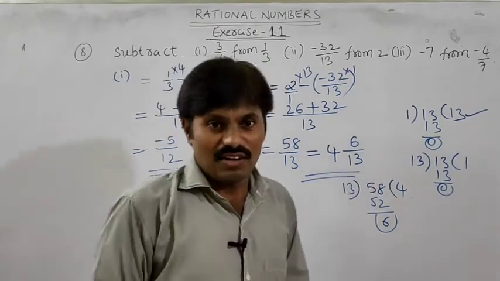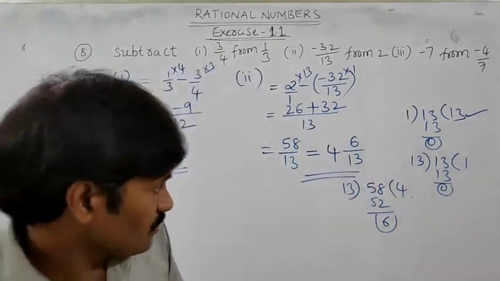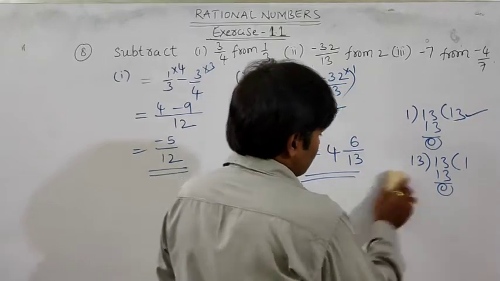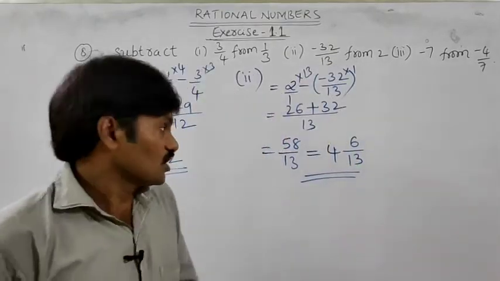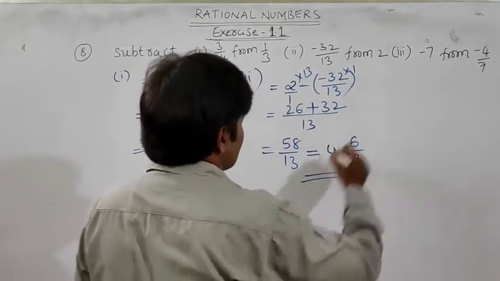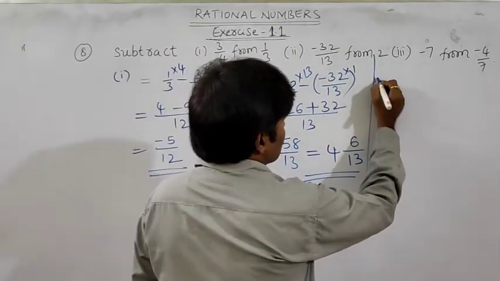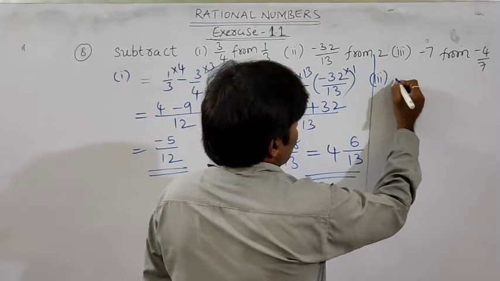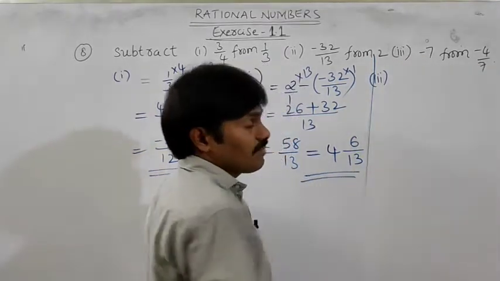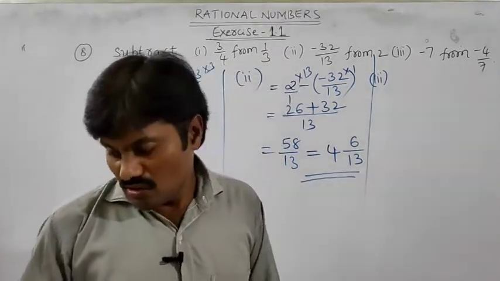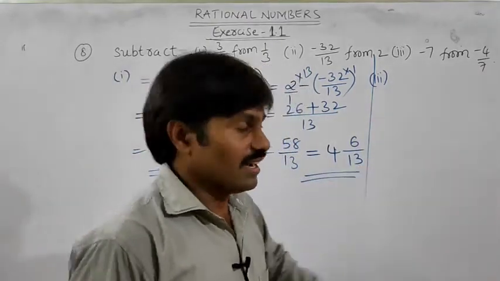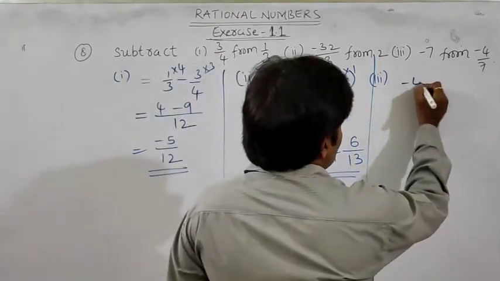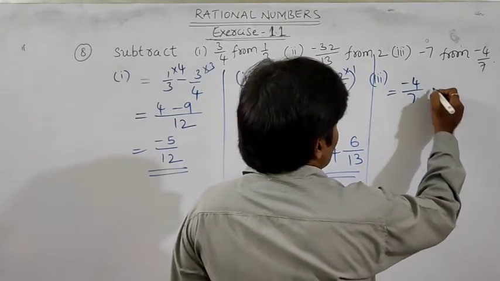Okay. Now I am erasing the rough work. I am going to solve question number 3. That is, subtract minus 7 from minus 4 by 7. So first what do I have to write? Minus 4 by 7.